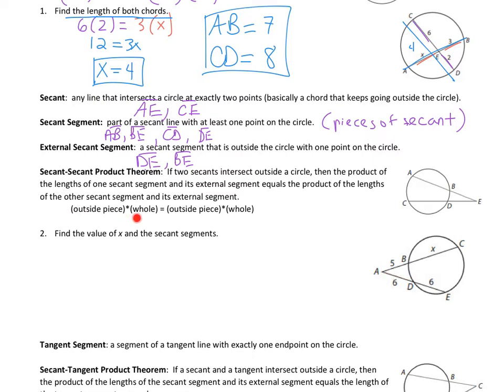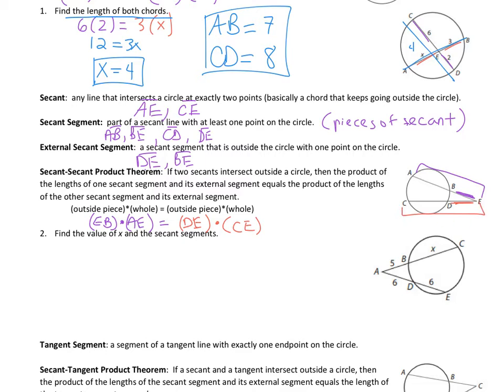So this is my definition that I put in more general terms. You can take the outside piece and multiply by the whole length, and the outside piece times the whole length. Look at what I did up in my example. My outside piece is the BE, and then times the whole piece is AE. The outside piece for the second part is DE, and then the whole length is C to E.